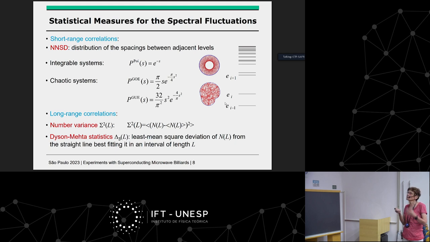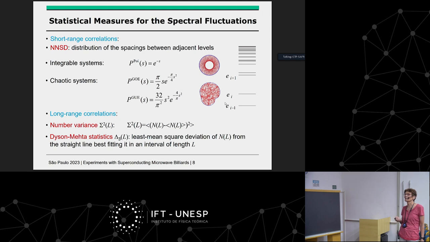I will show you an example where you have this behavior, but the system as a total is not, time reversal is not violated. So these are short-range correlations. We also use the number variance. To get the number variance, you have to count the number of levels in an interval of length L. You compute the average value, and then from that you can compute the variance, and then you get a statistical measure for the dynamics of the corresponding classical system.